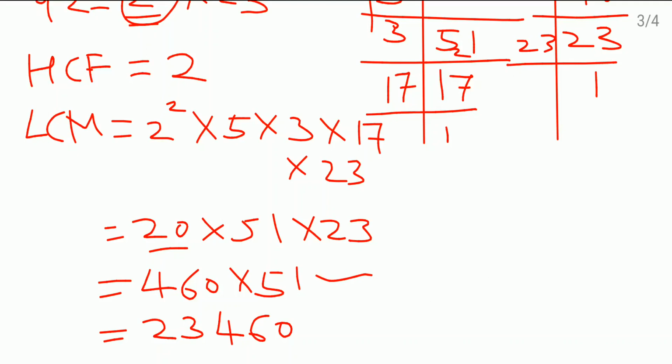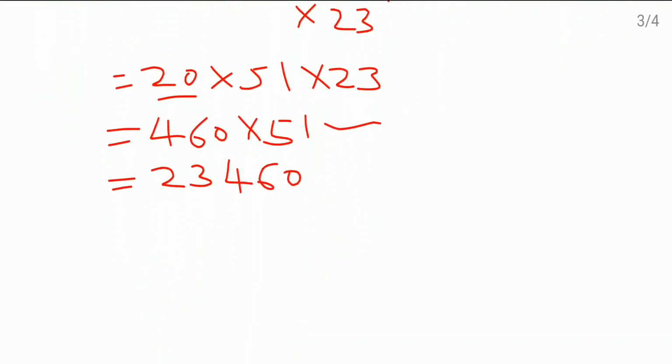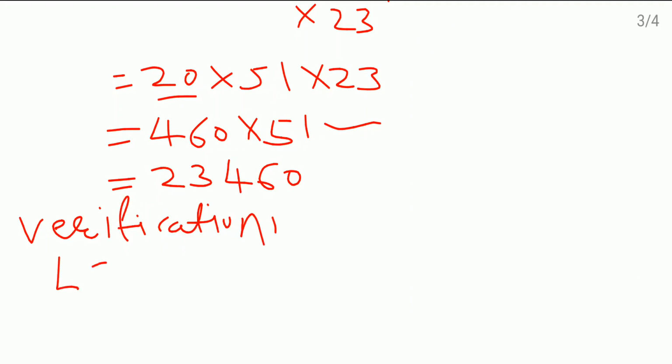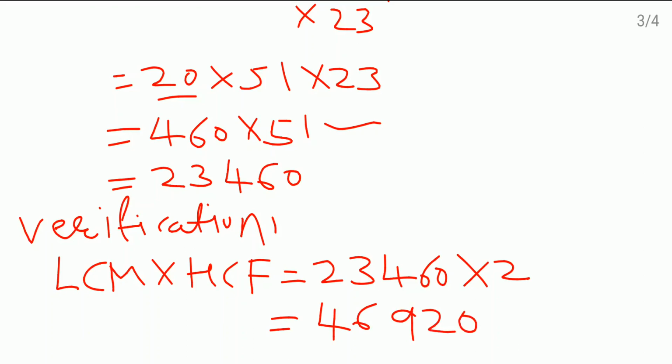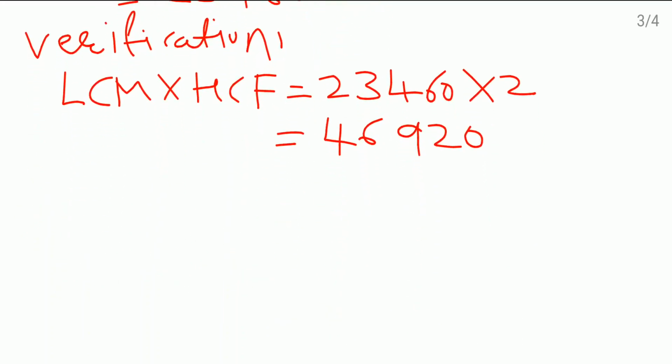Now I will check here. I will do the verification. So here verification, that means LCM into HCF. So our LCM is 23,460 into HCF is 2. So our answer comes as 46,920. Now I'll write down the product of two numbers.